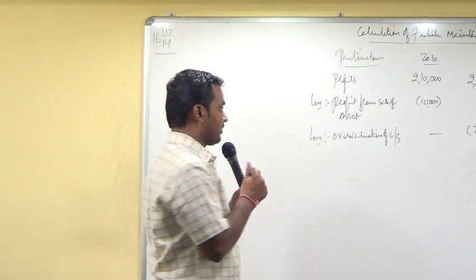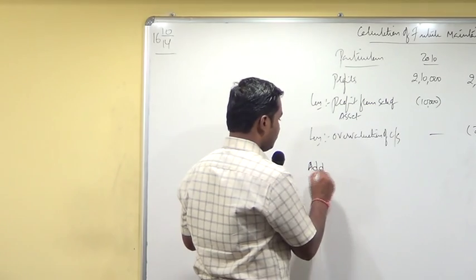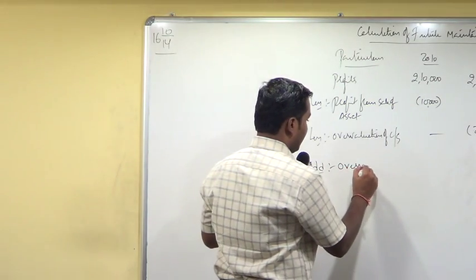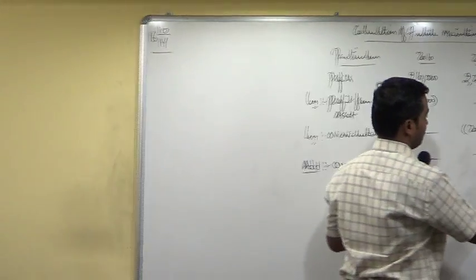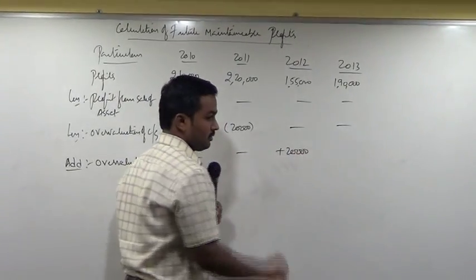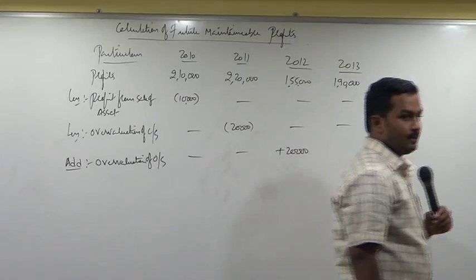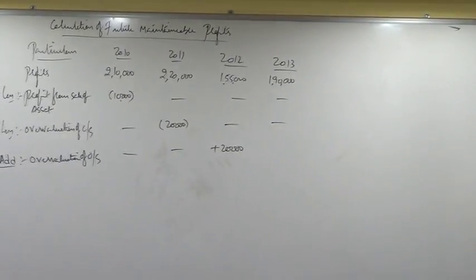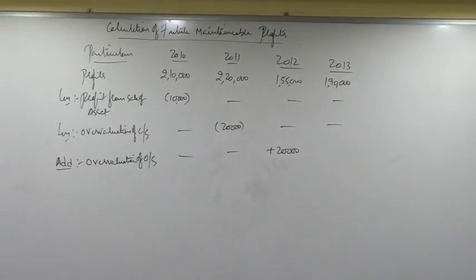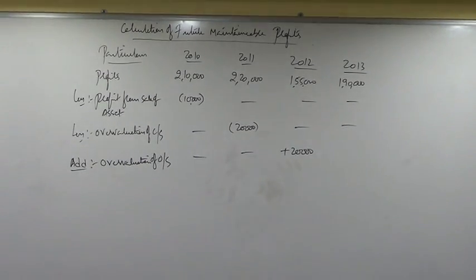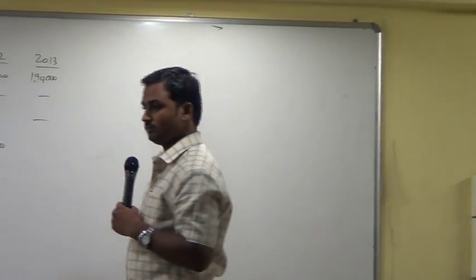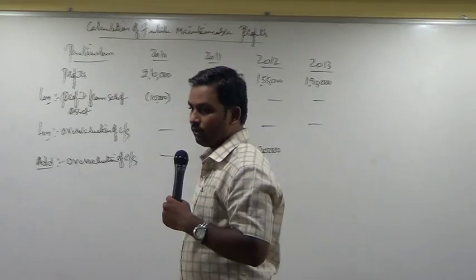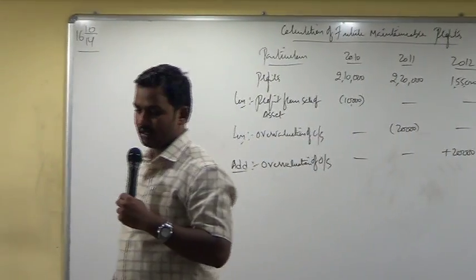So now we have to reverse the impact. Add overvaluation of opening stock 20,000.